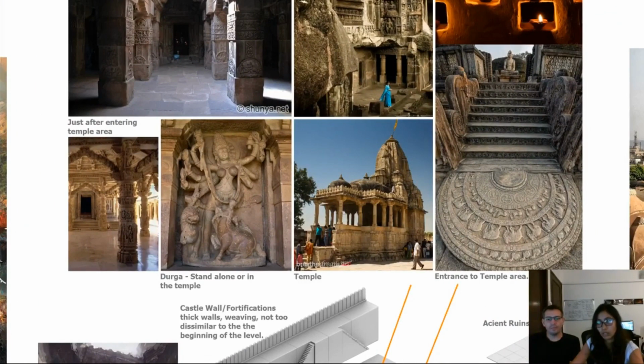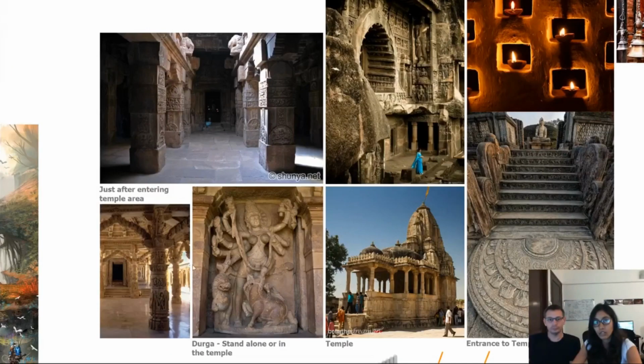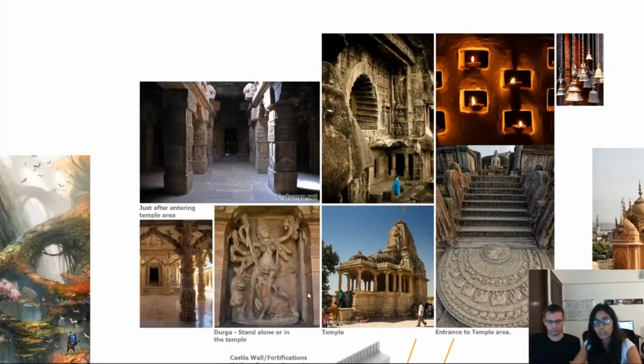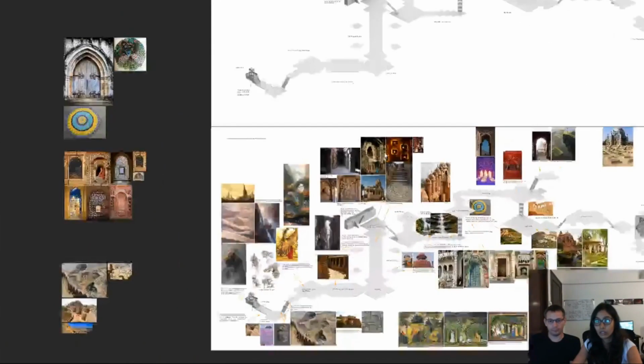Also this particular section of the area, as you've seen in our environment video, is more of a ruin area. So we had all the different influences of architecture and the sculpture that would come in this particular area. These are the particular influences we have for the whole level.